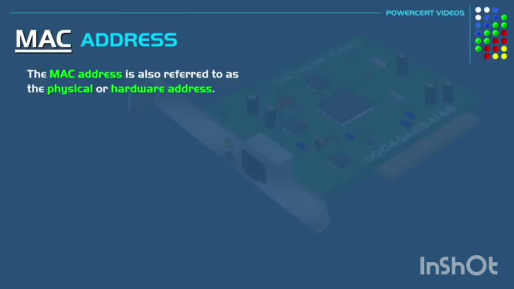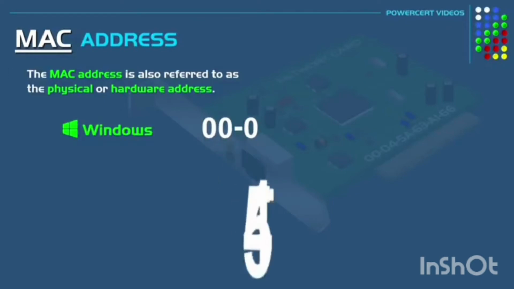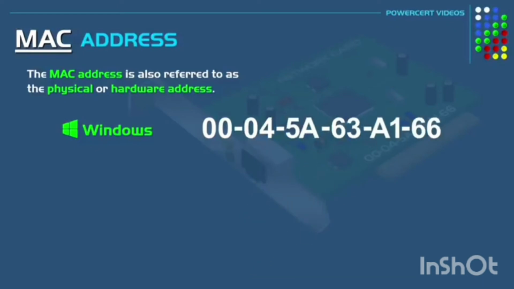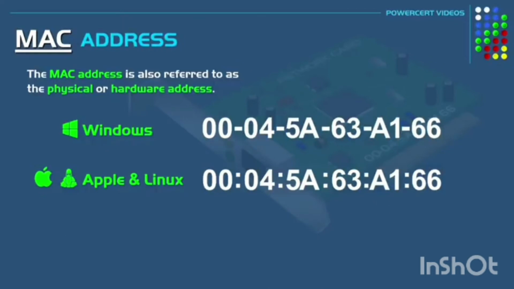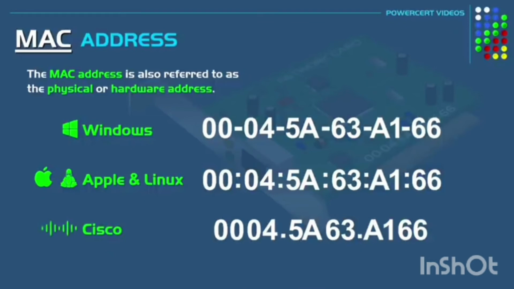Now, MAC addresses are formatted in different ways. On a Windows computer, it will look like this, with dashes in between the digits. On Apple and Linux systems, it would have colons in between digits. And Cisco would display the MAC address like this, with 4 sets of digits separated by periods.